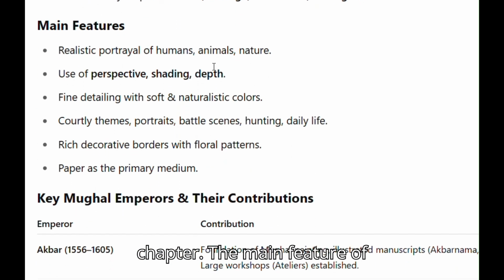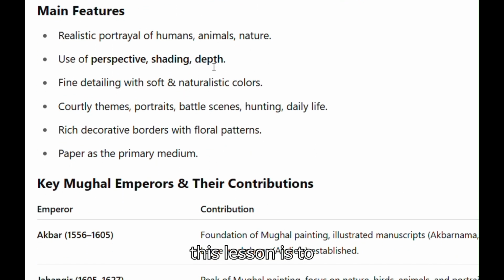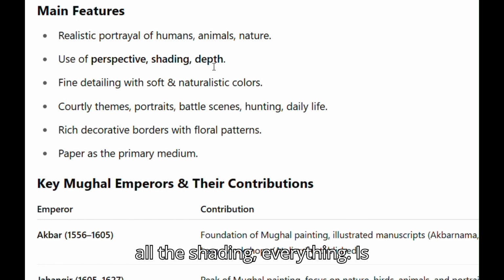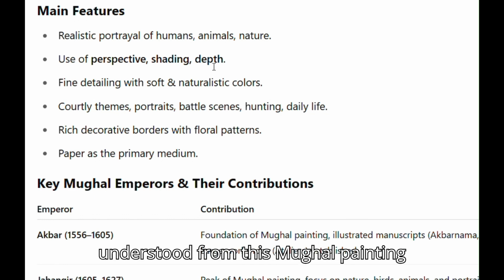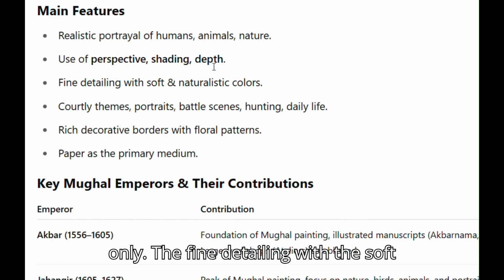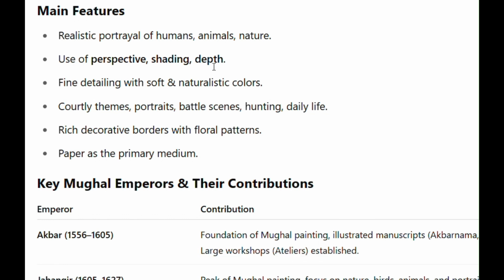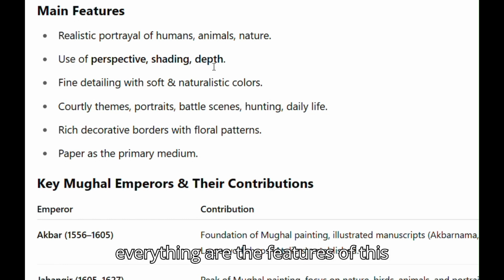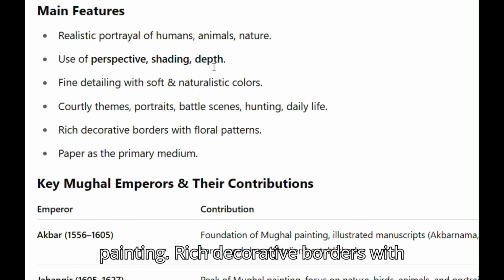The main feature of this lesson is to know the realistic portrayal of human, animal, and nature, use of perspective, shading, depth. So all the shading, everything is understood from this Mughal painting only. The fine detailing with soft and naturalistic color. Courtly themes, portraits, battle scenes, hunting, daily lives. Everything are the features of this painting.